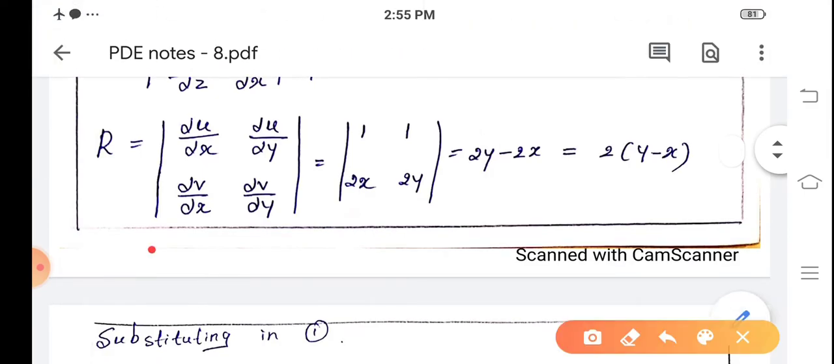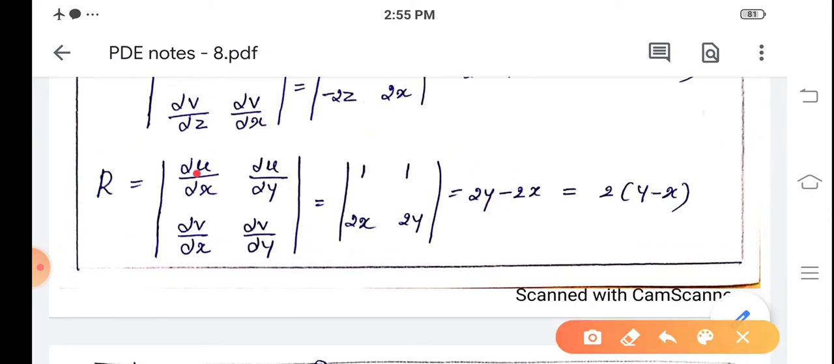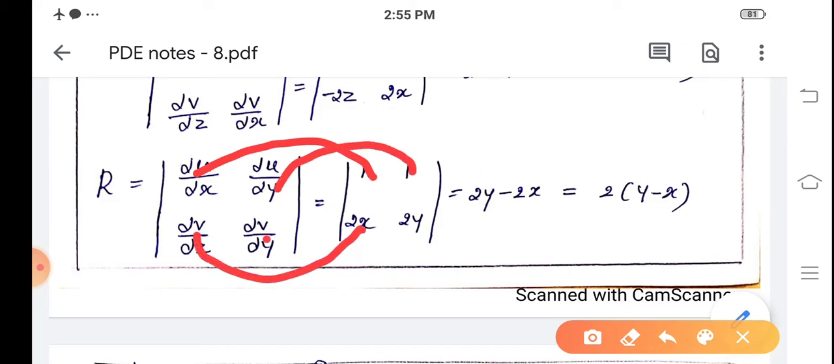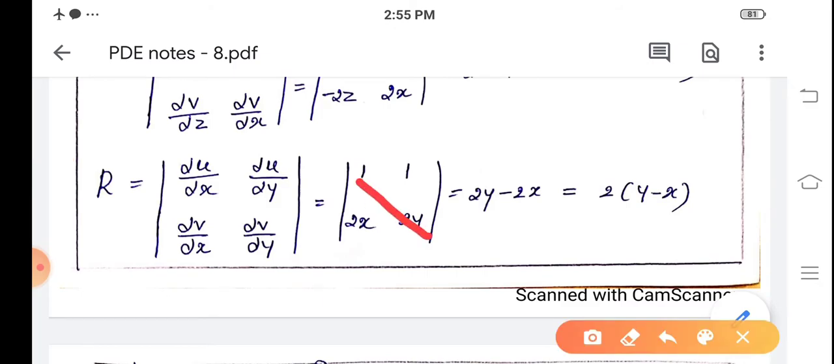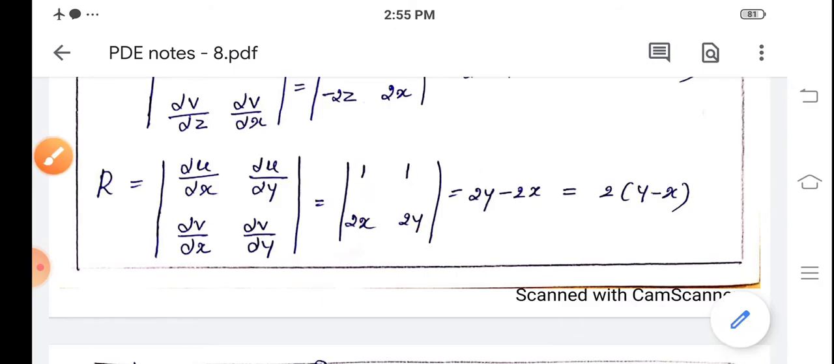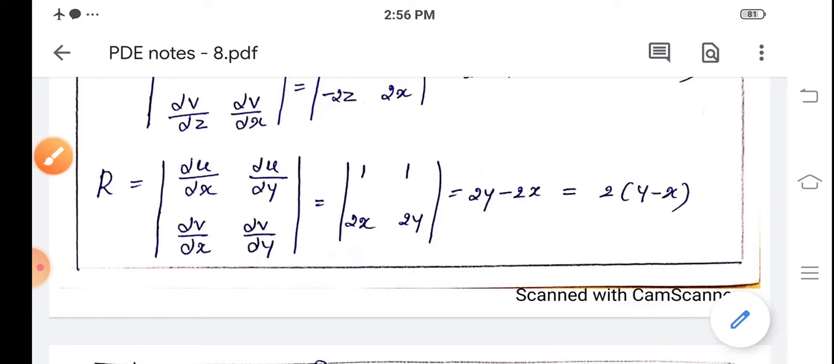Next, R is given by determinant dou u by dou x, dou u by dou y, dou v by dou x, dou v by dou y. Here also, when we substitute the partial derivatives, dou u by dou x is 1, dou u by dou y is 1, dou v by dou x is 2x, dou v by dou y is 2y. We are getting 1 into 2y minus 1 into 2x. That will be 2y minus 2x, or we write it as 2 into y minus x.